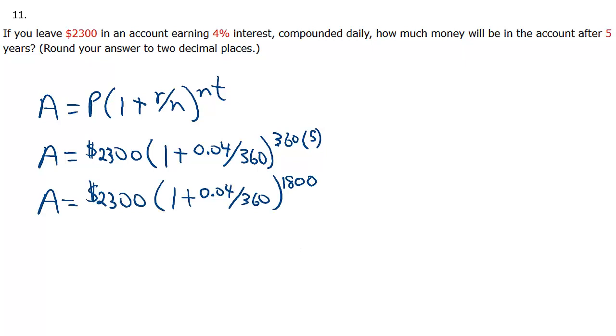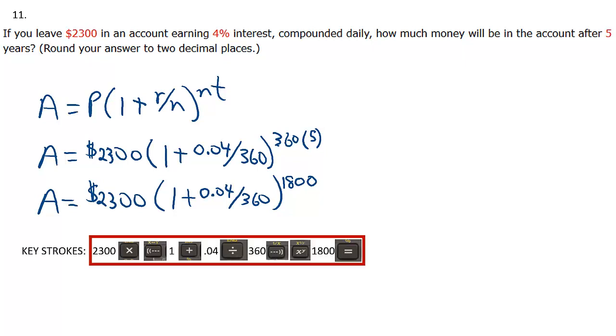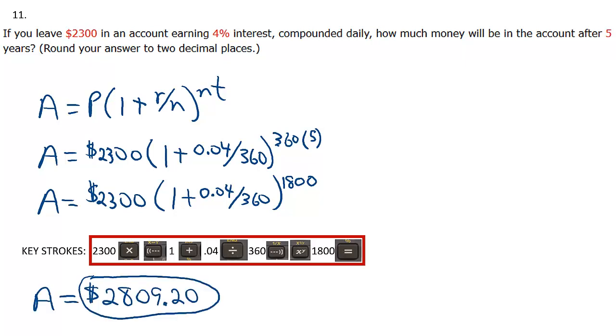I would take the exponent and multiply it out. 360 times 5 is 1,800, and then I would type that directly into my calculator. Again, it's 2,300, implied multiplication, so you hit times, left paren, 1 plus, then you've got 0.04 divided by 360, then you've got the right paren, the 1,800 in the exponent, so you have to hit the X or the Y button, type in the 1,800 and hit equal to, and you'll get $2,809.20. That's how much will be in the account 5 years later.